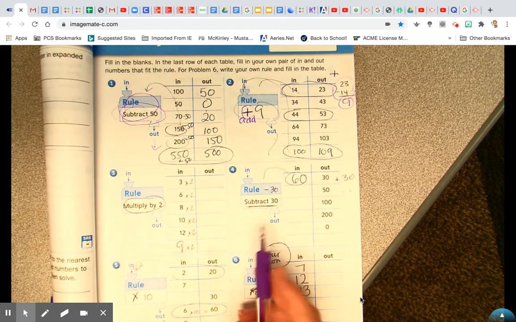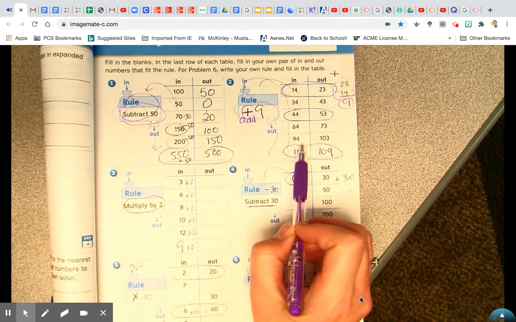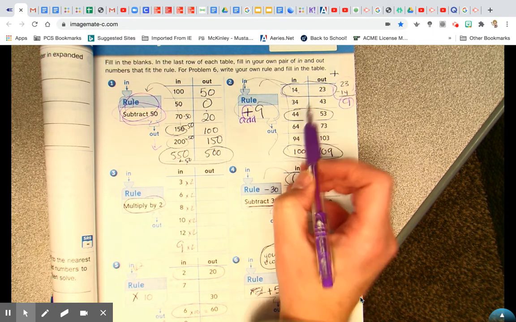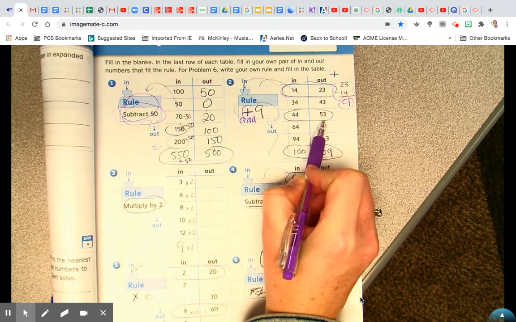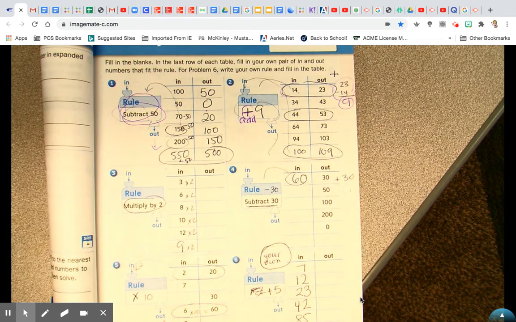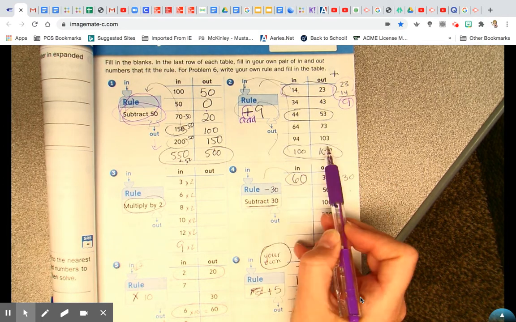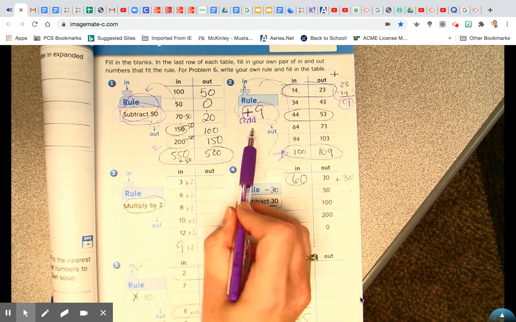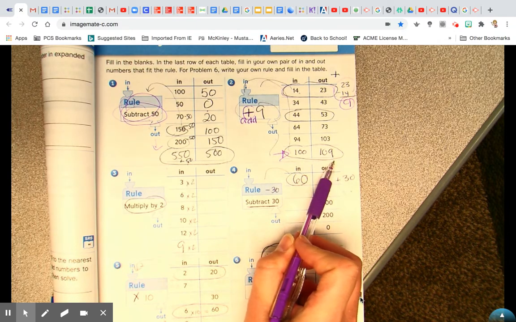To double check, we can pick another number and make sure that rule works for all of it. We chose to look at 44 and 53. Let's count up 9 and see if we get to 53. 45, 46, 47, 48, 49, 50, 51, 52, 53. Yay, it worked. So plus 9 works for these. And then at the bottom, you made up your own. I put 100 in there, and it came out as 109.